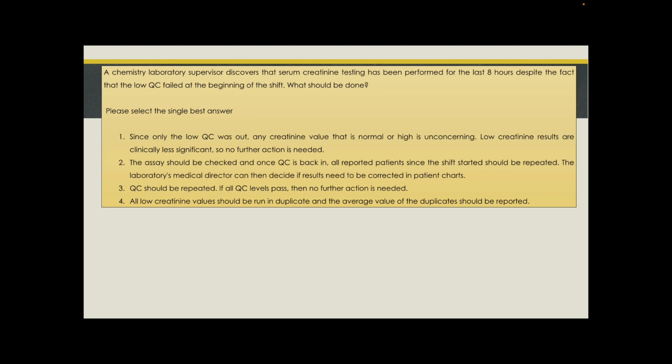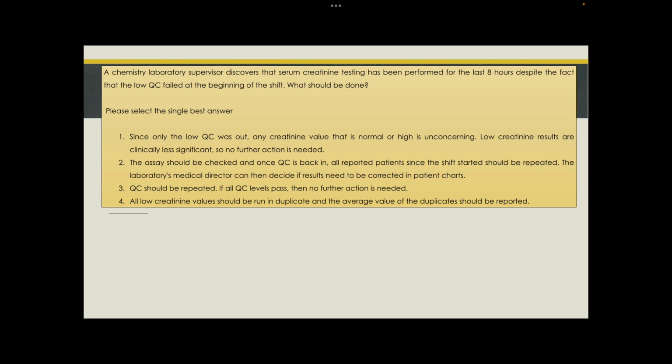1. Since only the low QC was out, any creatinine value that is normal or high is unconcerning. Low creatinine results are clinically less significant, so no further action is needed. 2. The assay should be checked and once QC is back in, all reported patients since the shift started should be repeated. The laboratory's medical director can then decide if results need to be corrected in patient charts. 3. QC should be repeated. If all QC levels pass, then no further action is needed. 4. All low creatinine values should be run in duplicate and the average value of the duplicate should be reported.